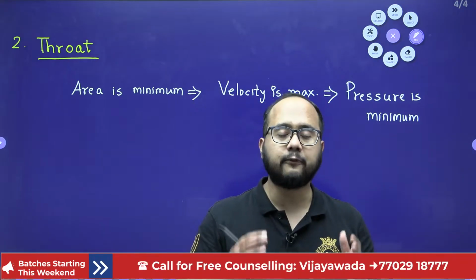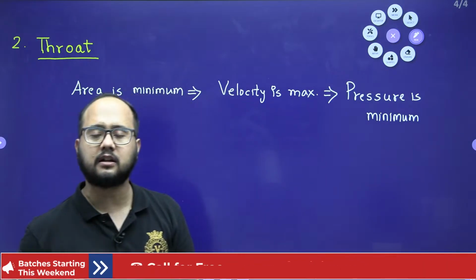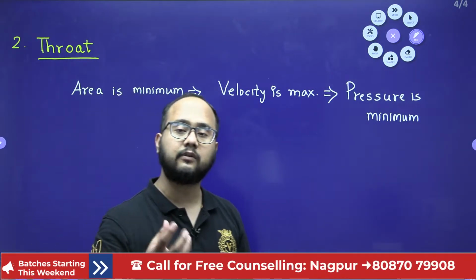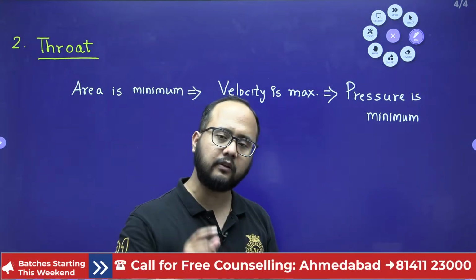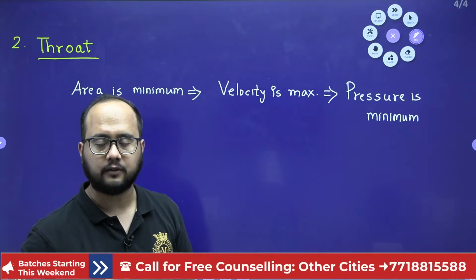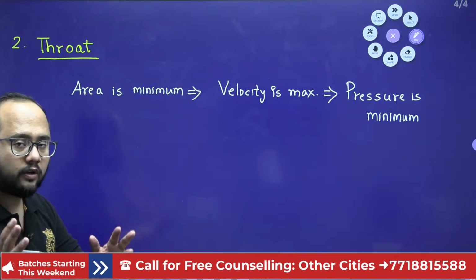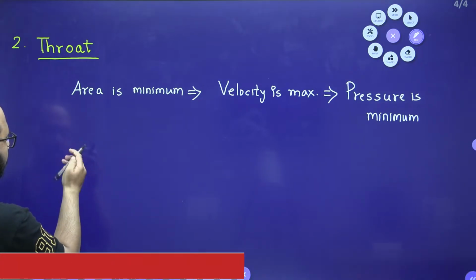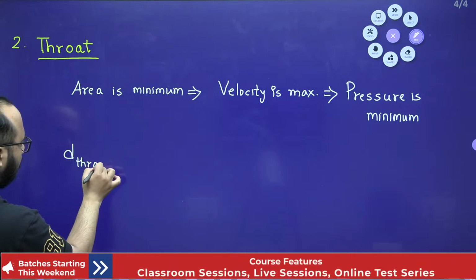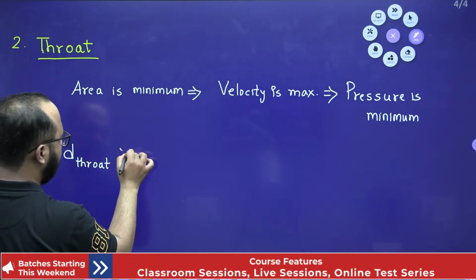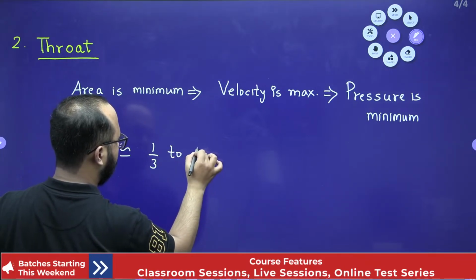So what happens if pressure decreases beyond a certain point? The bubble formation is going to start. That will create what? The cavitation. So just to avoid that, we will limit the diameter of the throat. Usually, you should remember this range also: the diameter of a throat varies between 1/3 to 3/4.